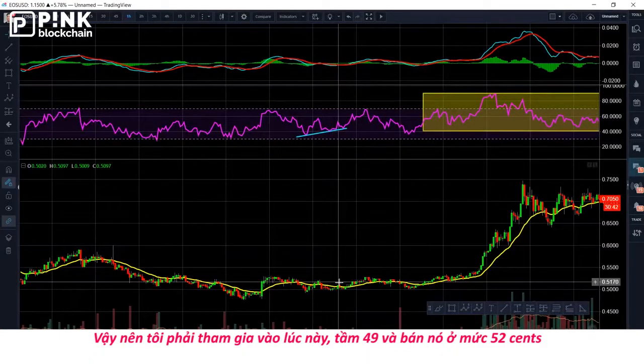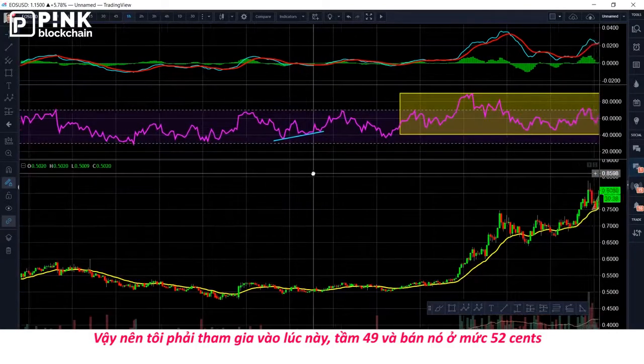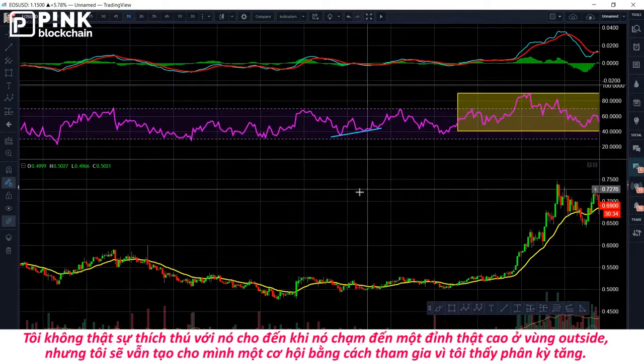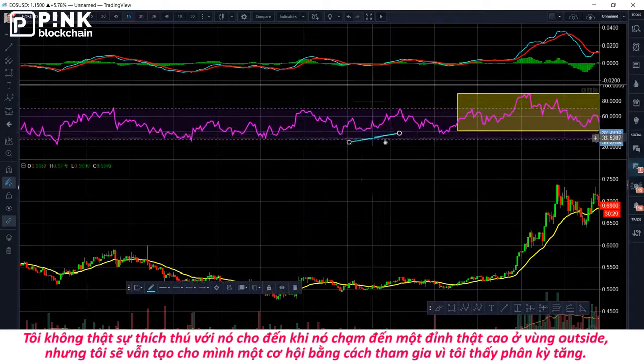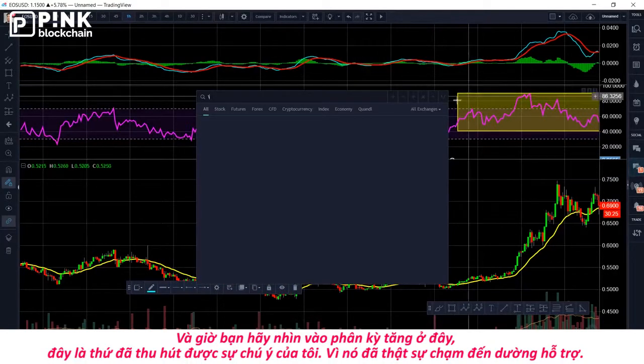So I would have entered right here at about 49 cents, and I would have sold it at maybe 52. Still sideways action to me. I'm not really too interested in it until it reaches a really high RSI zone. But I'll keep taking the chances of entering, right? Because I'm seeing bullish divergence. And now look at this bullish divergence right here.